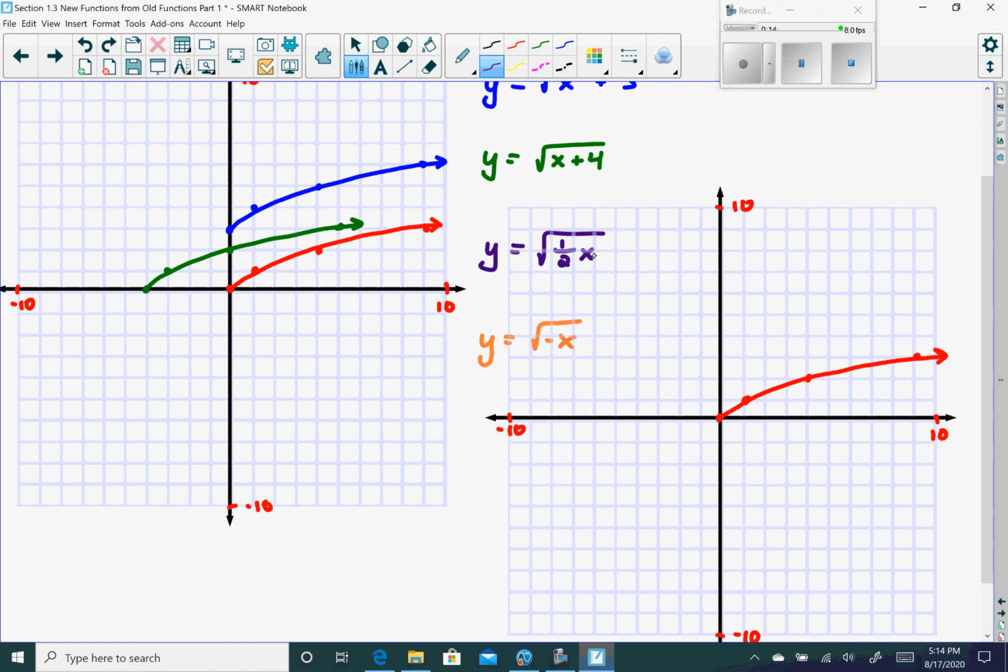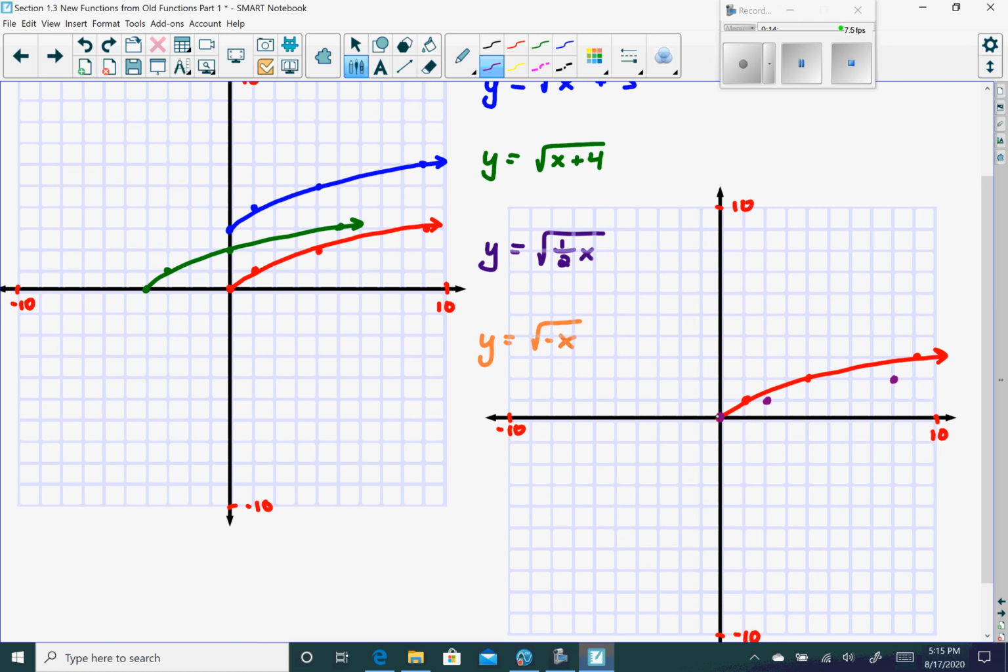So again, if we start at 0, x is 0, half of 0 is 0, square root of 0 is 0. So we have this same starting point. If we go over 1, half of 1 is a half. Square root of a half is a number we really don't want to work with, so let's skip it. If we go over to 2, half of 2 is 1, and square root of 1 is 1. If we go over to 3, half of 3 is not a nice number. Half of 4 isn't a nice perfect square. How about we go over 8, because half of 8 is 4, and the square root of 4 is 2.